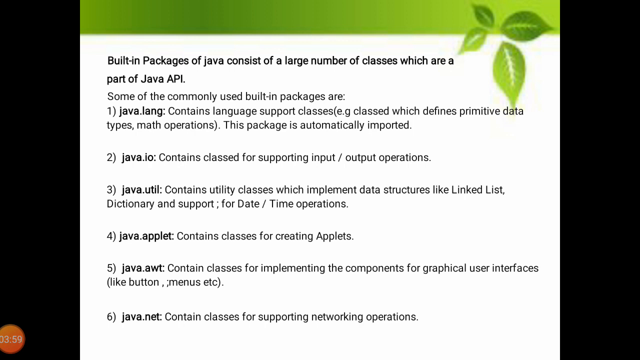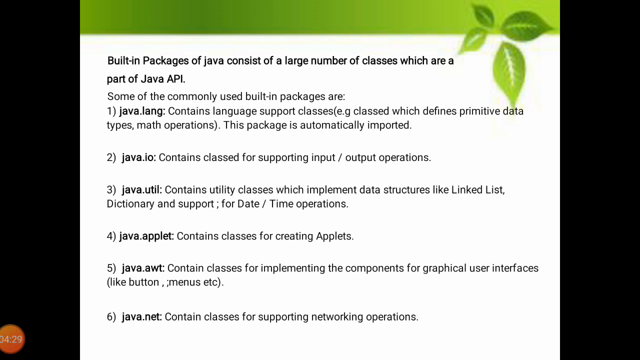The second, java.io. The java.io input output package contains classes for supporting input output operations in Java. The third one is java.util. The Java utility package contains utility classes which implement data structures in Java. The fourth one is java.applet. Java applet contains classes for creating applets in Java.